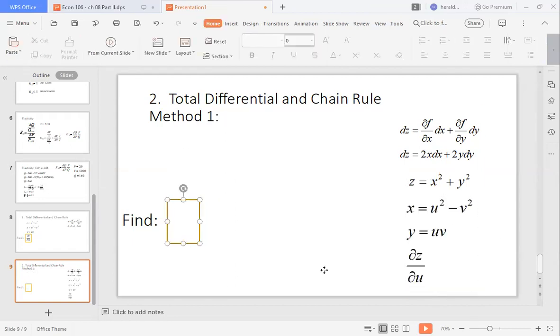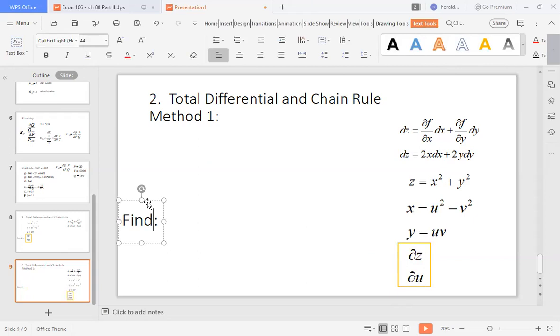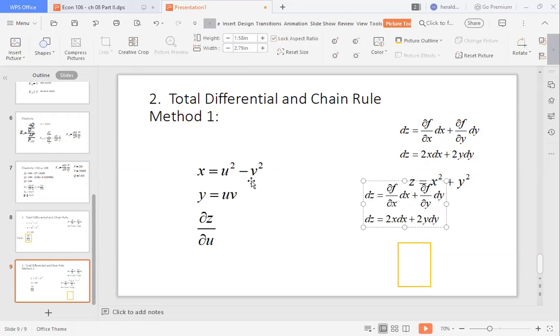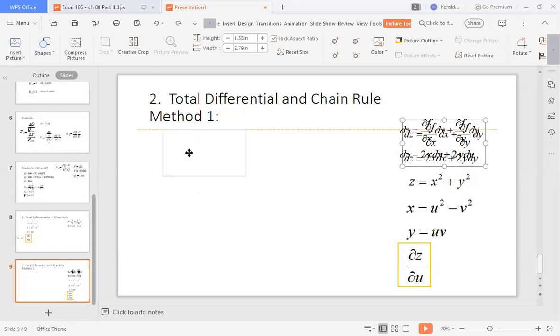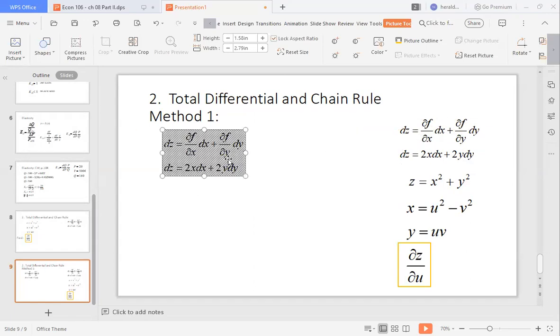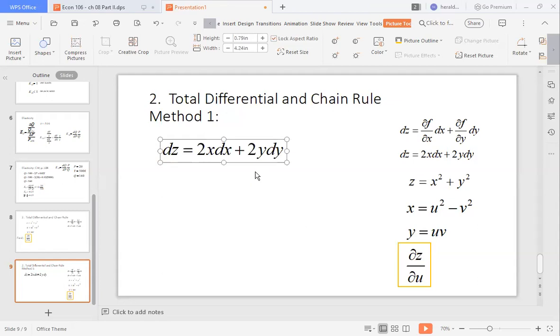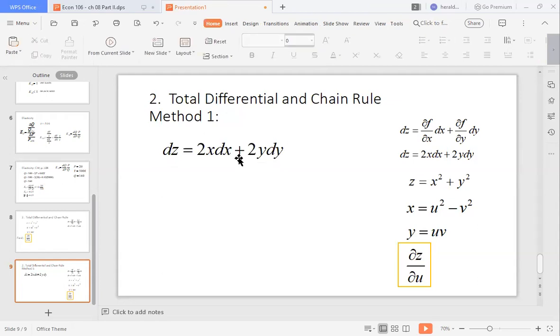So method one is you get the total differential of z, you get the total differential of x, and you also get the total differential of y. I'll just copy this one on the side because we already have an answer for dz. We'll now look for dx and dy. So that's method one. You get first the total differential of z, x, and y. We also have dx as well.